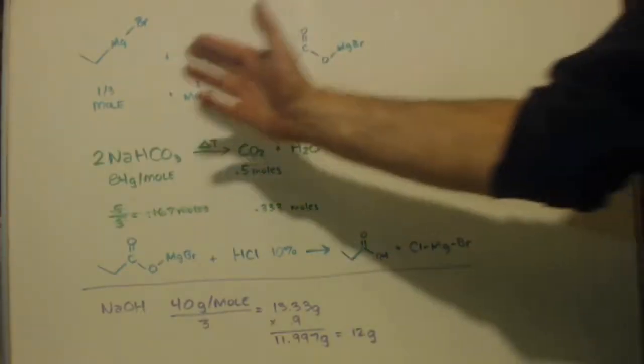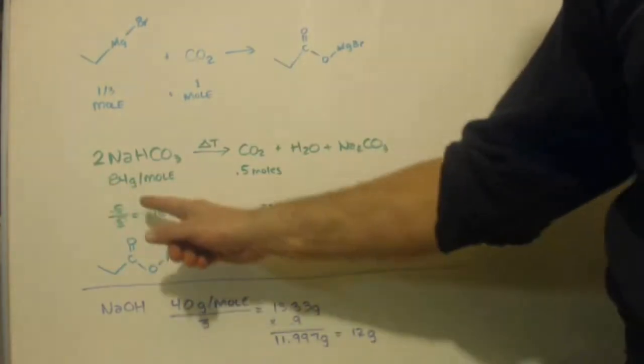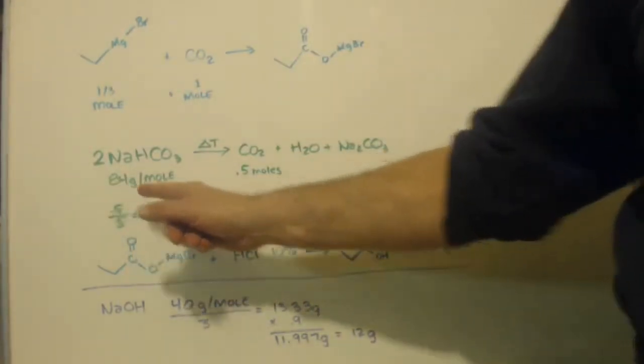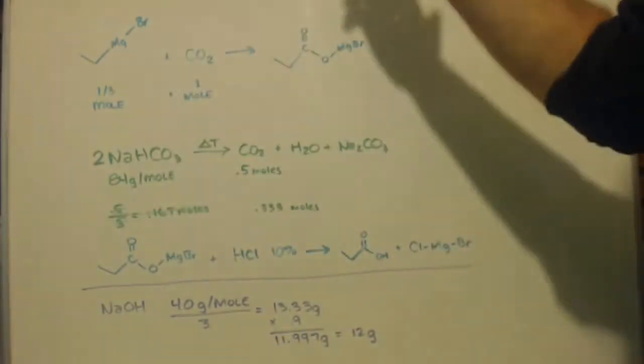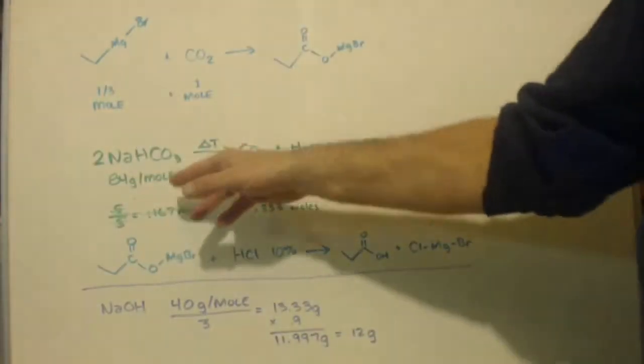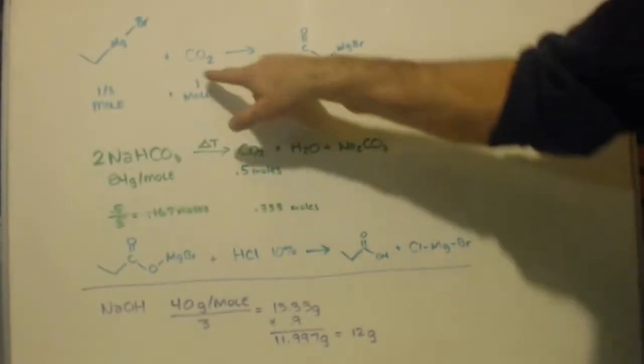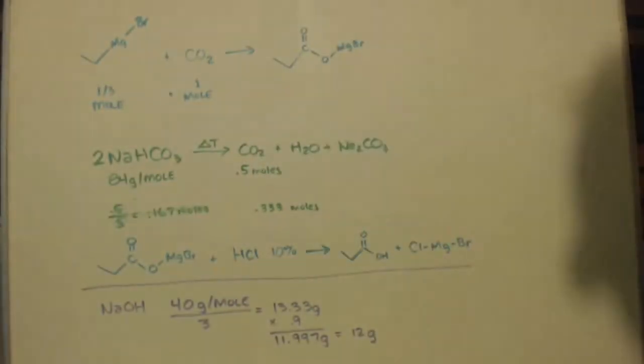But anyways, I should have put in 168 grams of the sodium bicarbonate. That way, that would be 2 moles of that, and it would produce 1 mole of the carbon dioxide, which is what I wanted.